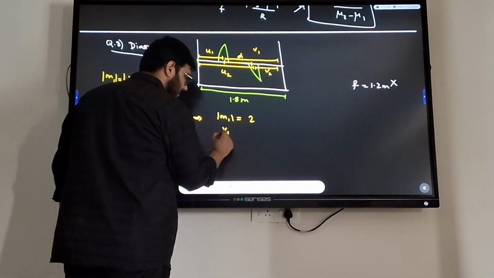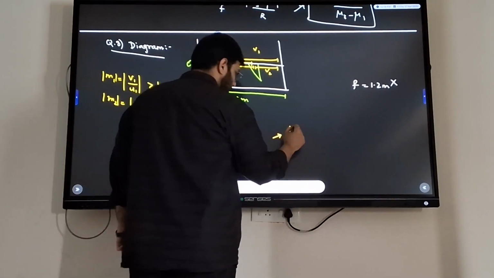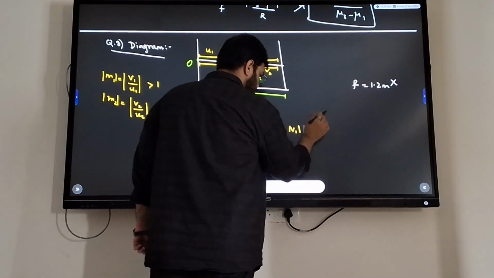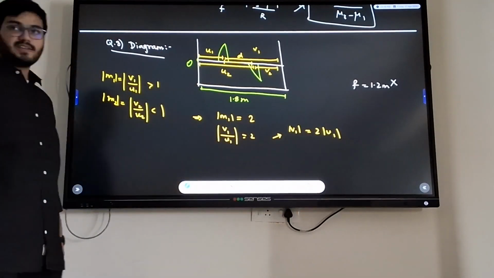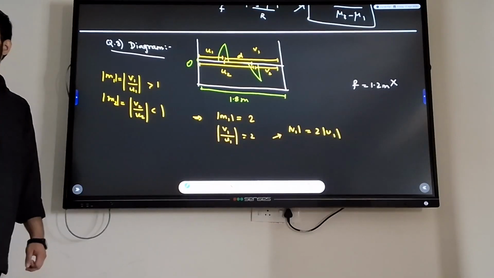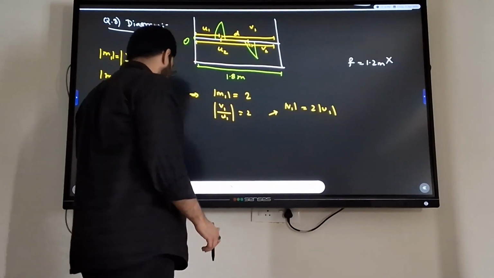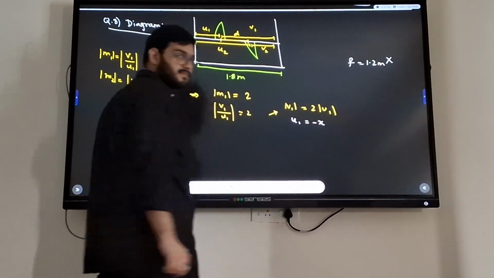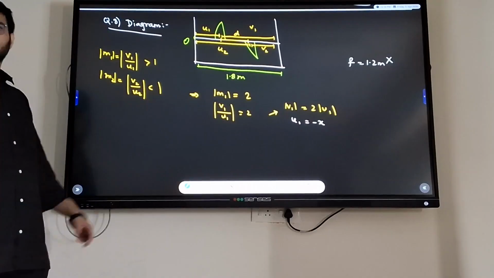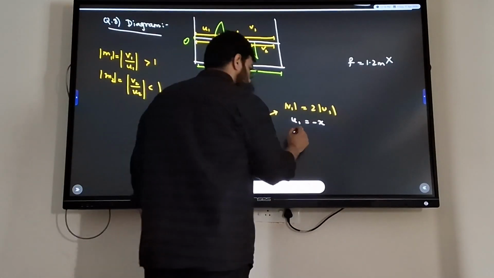So magnitude of V1 by U1 is equal to 2. That means mod of V1 is equal to 2 mod U1. Achha, if I apply sign convention and if I say the distance is x, then can I say that U1 equal to minus x? If U1 equal to minus x, what will be V1? Plus 2x. Plus 2x, very good.